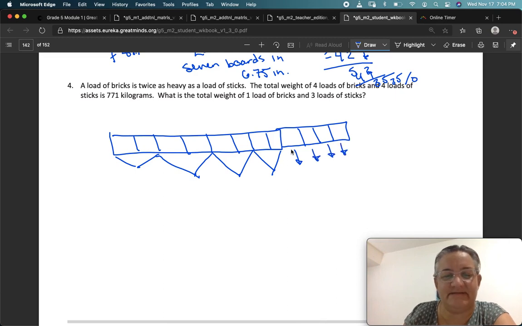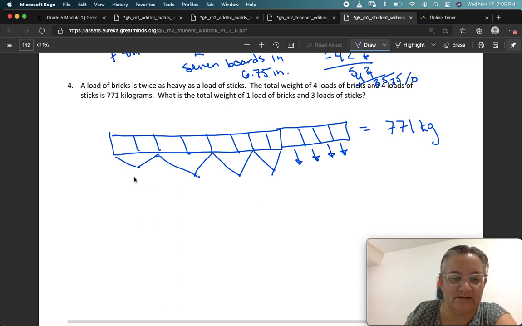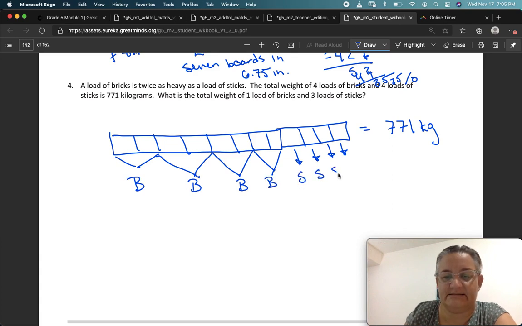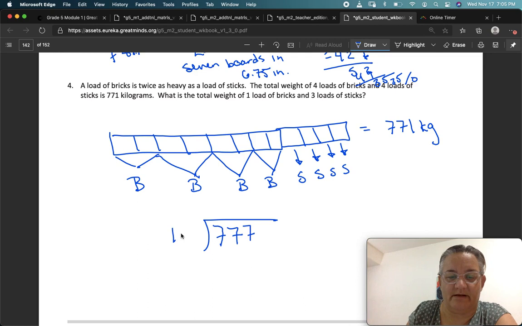So this is the value of the whole thing. And this whole thing is 771 kilograms. So I'm going to divide 771 by 1, 2, 3, 4, 5, 6, 7, 8, 9, 10, 11, 12. So B for bricks, B for bricks, B for bricks, B for bricks, and sticks, sticks, sticks, sticks. Okay. 4 and 4. So 771 divided by 12.